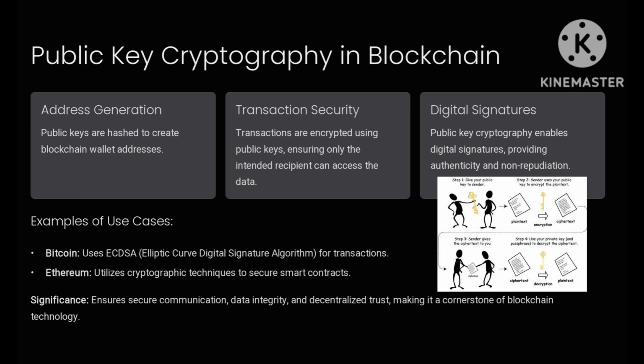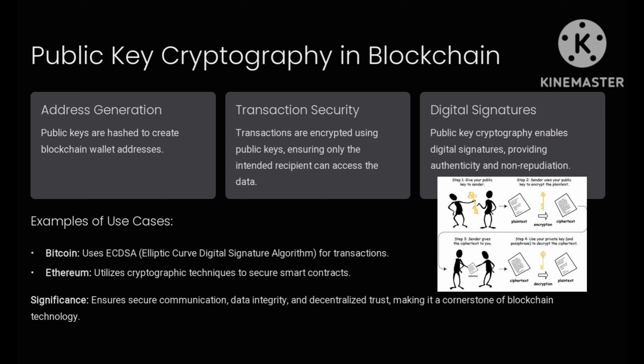For example, Bitcoin addresses are derived from public keys using hashing algorithms like SHA-256 and RIPEMD-160. 2. Transaction security. When a user initiates a transaction, it's encrypted using their private key and verified with their public key. This process secures the transaction and confirms its authenticity. 3. Enabling digital signatures. Public key cryptography makes digital signatures possible, providing non-repudiation and ensuring that transactions are legitimate and cannot be altered once signed.